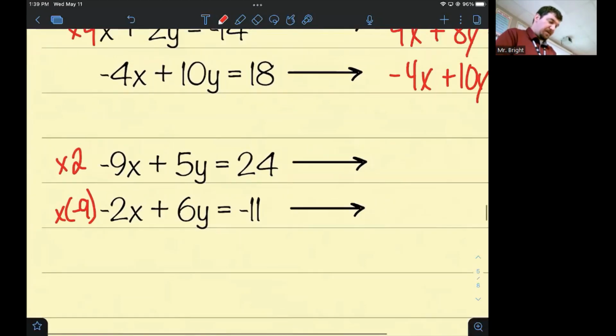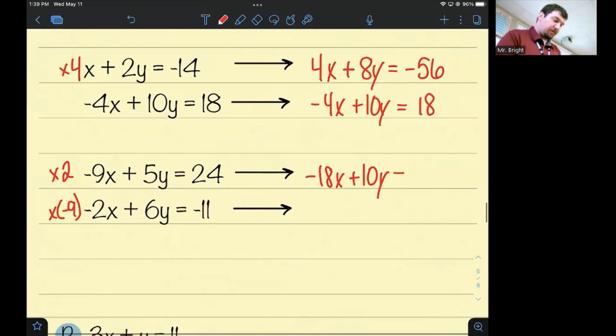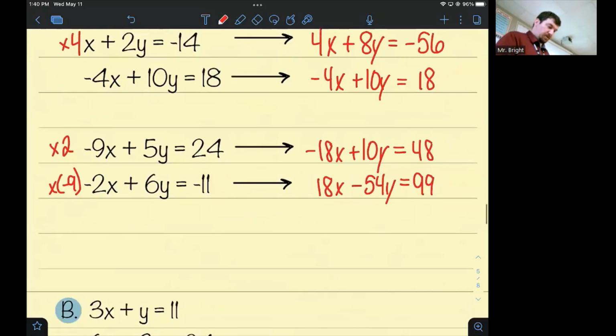And so Xander's method here is going to give us -18x, +10y, and then 48 on the other side of the equal sign. On the bottom, +18x. So we want to add, that's going to work out nice for us to get rid of our x's. -54y, and then equals +99, and then I could add those. Okay. Other than that, everything else is the same. Once I got my variables to line up, then I do elimination.